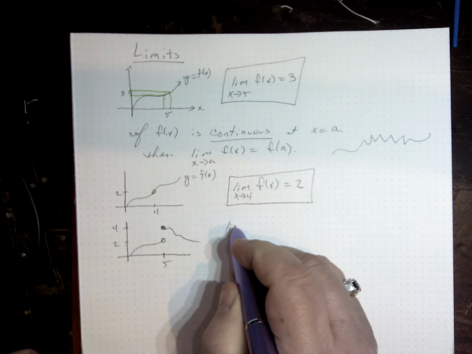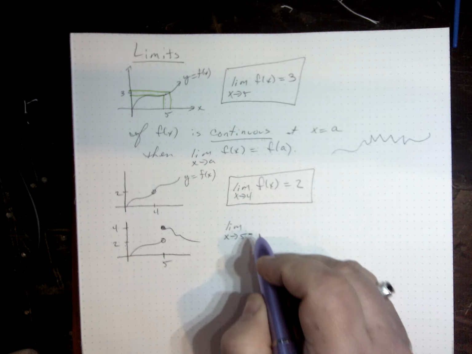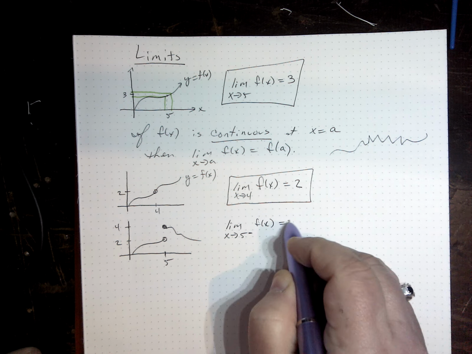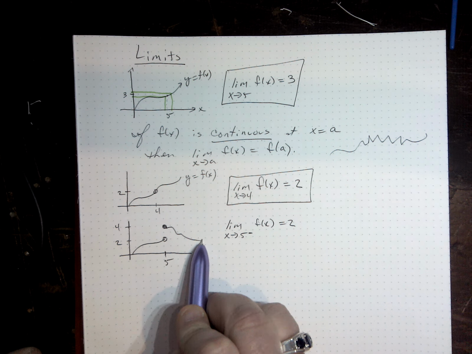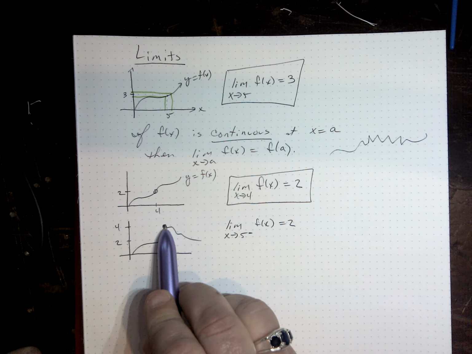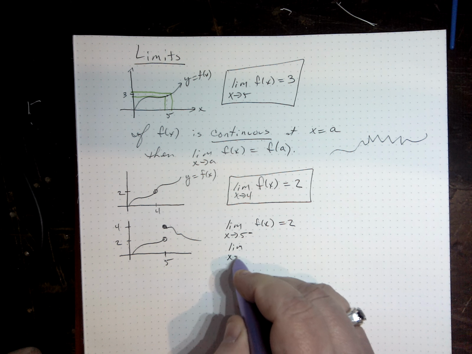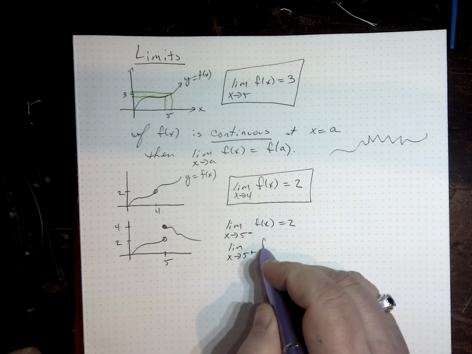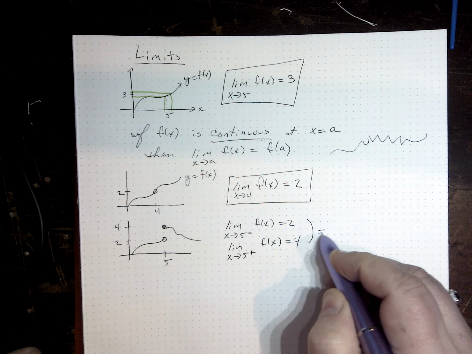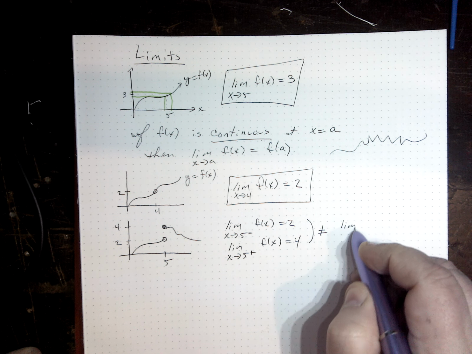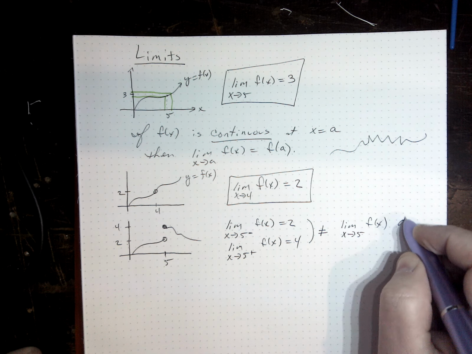So I can say the limit as x approaches 5 from the negative side, things smaller than 5, is equal to 2. But if I come from the positive side, I have a different branch. This branch ends at 4. So I can say the limit as x approaches 5 from the positive side of my function is 4. Now since these guys are not equal, we'll say that the limit as x approaches 5 does not exist.